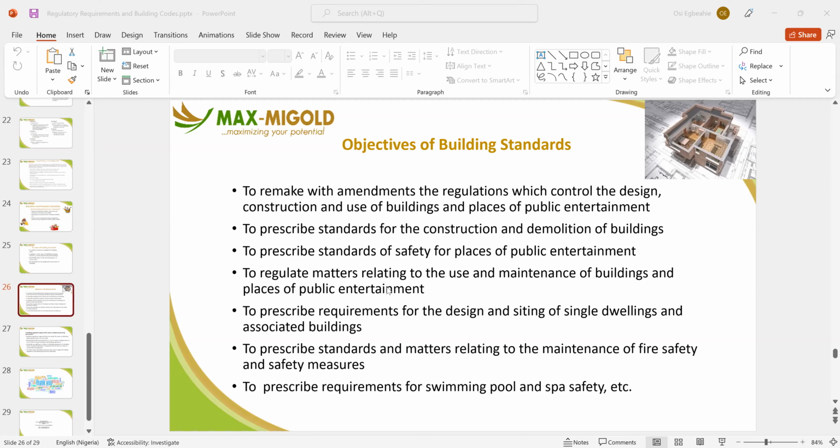To regulate matters relating to the use and maintenance of buildings and place of public entertainment. Also, this prescribes requirements for the design and siting of single dwelling and associated building. It also prescribes standards and matters relating to the maintenance of fire safety and safety measures. Also prescribe requirements for swimming pool, spa safety, etc.